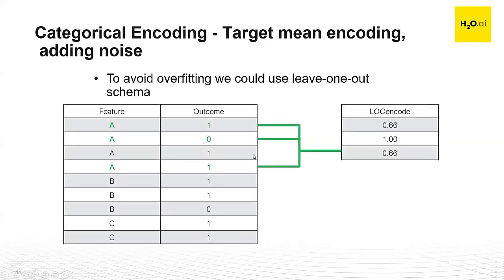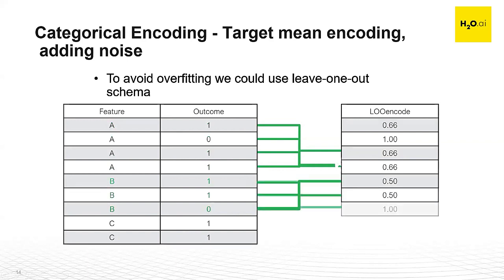Following similar logic, this one will be 0.66 because the other three cases are 2 1s and 1 0. Then I go to B. It's pretty much the same logic. Hopefully you can follow.